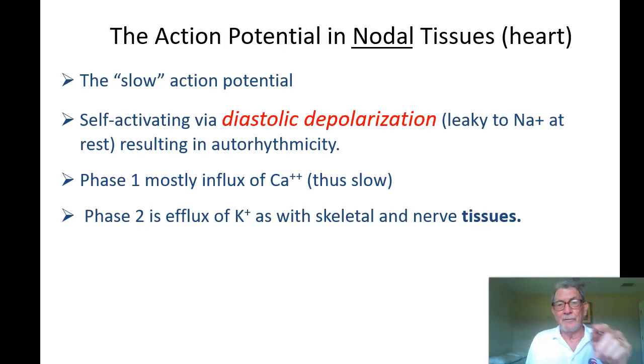So we have sodium leaks in, calcium, potassium. Sodium leaks in, calcium, potassium. All right? On a skeletal muscle or nerve, it's just sodium in, potassium out. In the nodal tissue, though, the sodium brings you to the threshold by leaking, then calcium, potassium. Sodium, calcium, potassium.